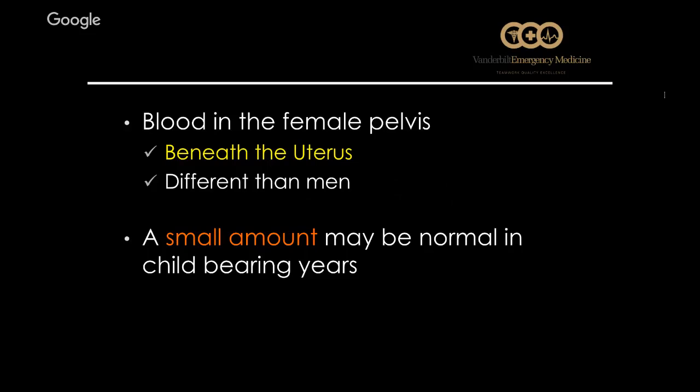Obviously the female pelvis has different organs than the male pelvis, and so we're going to need to look in some slightly different areas. And also if the female is of childbearing age, it may be normal to just have trace amounts of free fluid in the pelvis. Just a couple things to remember.